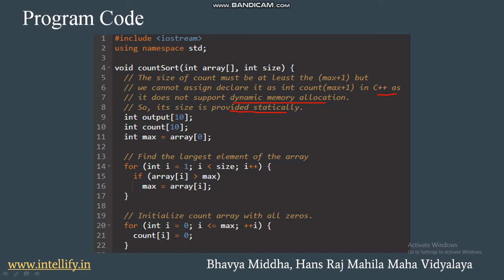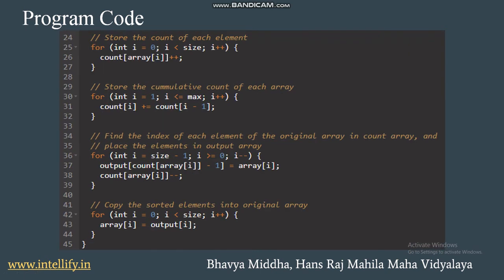So int max equals array[0], that is the maximum element would be now placed at the 0th index position, that is the first position. Then we find the largest element to store it in max. This is the code for the same. Then we initialize the count array with all the zeros. We have already discussed it in the working. And then we store the count of each element. Then we have to find the cumulative count, and then the index of each element of the original array in the count array and place the elements in the output array. And then we copy the sorted elements into the original array.